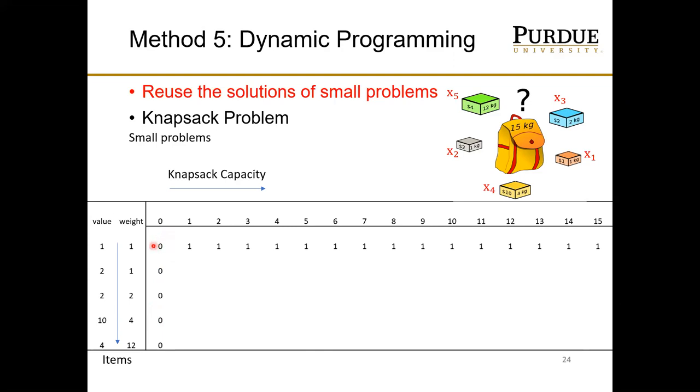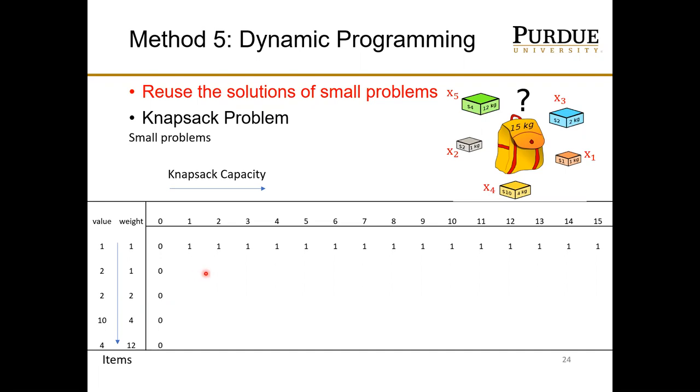Another simplest one is if you have only one item, for example, x1, which has a weight of 1 kilogram. Then it's very simple. If your knapsack capacity is equal to 1 or larger than 1, then you can have this item, which means your value will be the value of this item. Then the solution will be 1, 1, 1. So keep in mind that all the values in this table are the optimal value for that small problem.